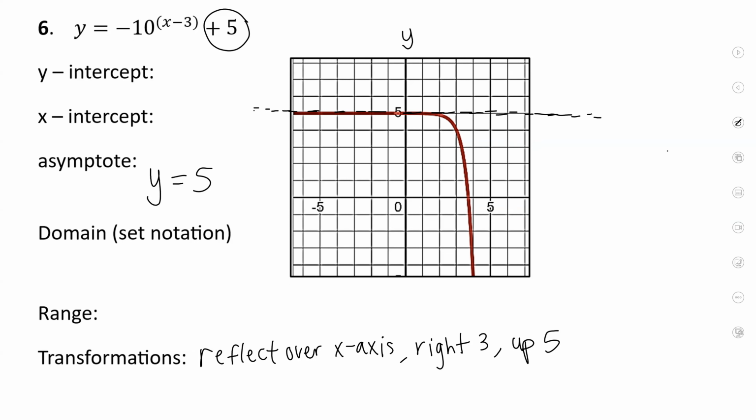Okay? Where is my x-intercept? Think about it before you say it. 3.8 is like right here.